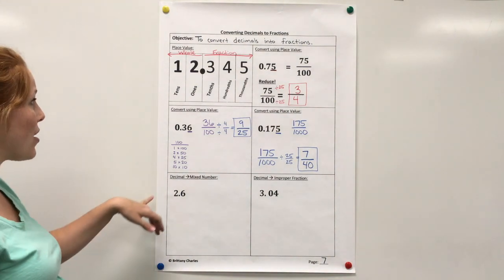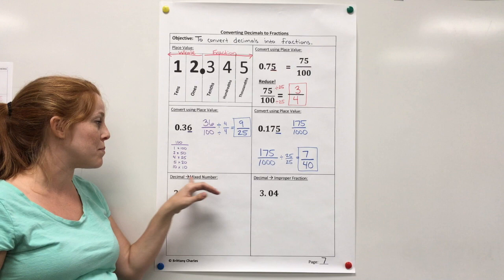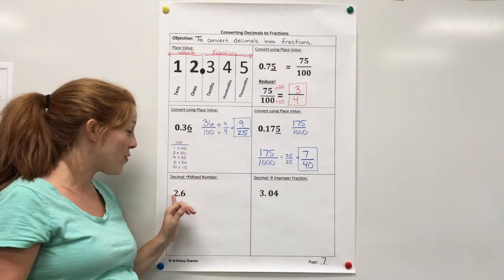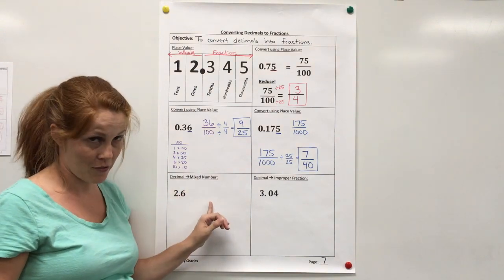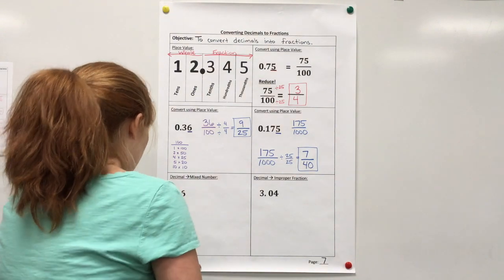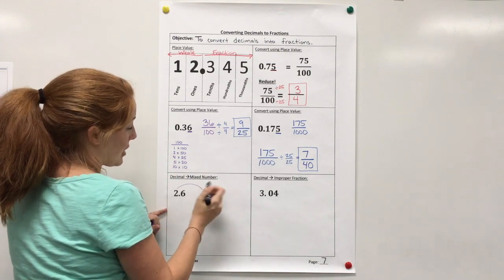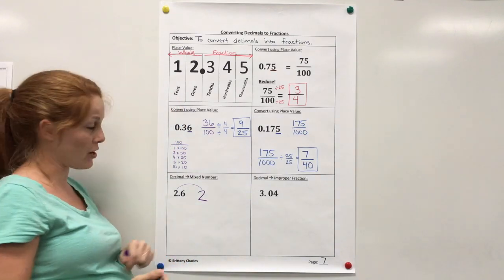All right, so now we're going to look at when you have a decimal and you're making it into a mixed number. So you have a whole number here. Remember, if you have a whole number when you have a decimal, it's still going to be a whole number when you have a fraction. So you can actually just take this 2 and put it right here as the whole number in front of your fraction.